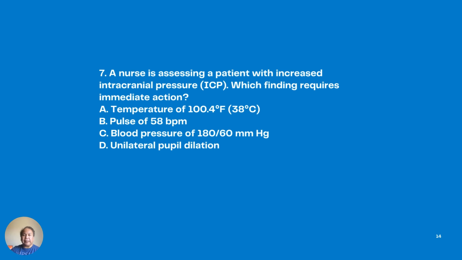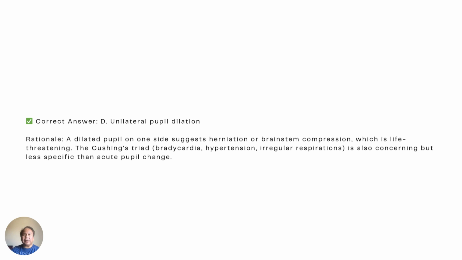We have 10 seconds coming up. And so the correct answer for this one is letter D. That dilated pupil that is only on one side suggests already herniation or brainstem compression, which is life-threatening. So the Cushing triad that I was talking about is composed of bradycardia, hypertension, and irregular respiration. It is also a concern, but less specific than acute pupil changes at this time.